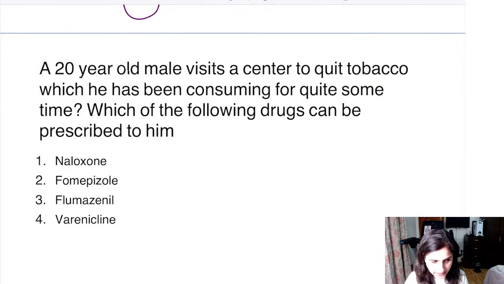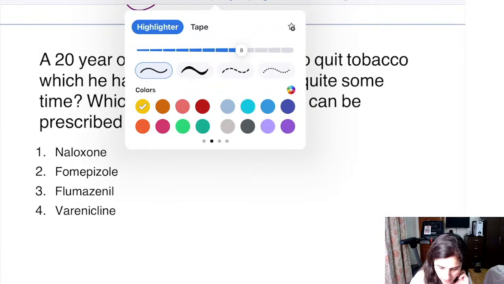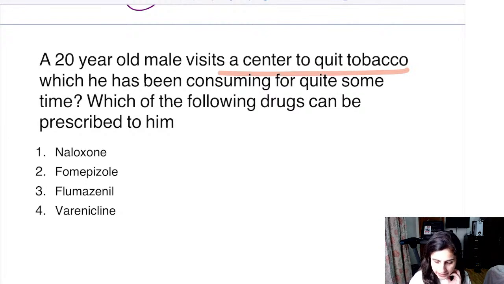All right. The next question we can do is: a 20-year-old male patient visits a center to quit tobacco, which he has been consuming for quite some time. Which of the following drugs can be prescribed to him? Okay? So he has come to quit tobacco, to quit smoking. And which of the following drugs can be prescribed to him?